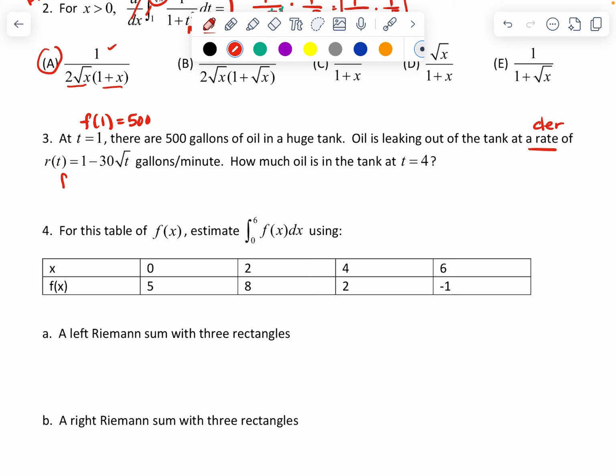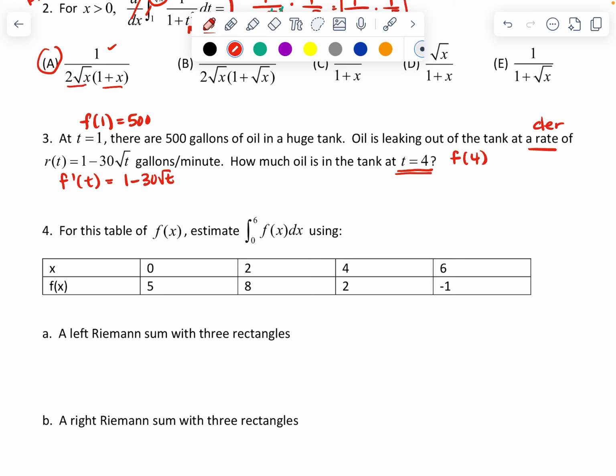So this right here is your f prime of t, which is 1 minus 30 root t. So look, I've got an initial condition, I've got a derivative, and I'm looking for something else. I want to know how much oil is in the tank at time equals 4. So this is your f of 4. Okay, so again, set up net change.